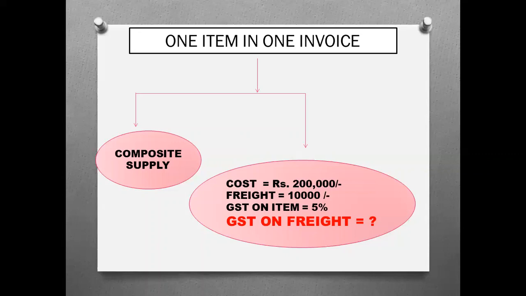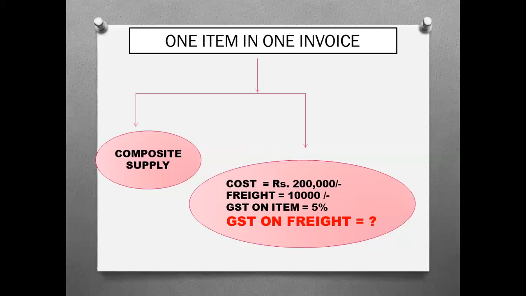Now, what does this composite supply mean? Well, a supply made by a taxable person to a recipient consisting of two or more taxable supplies or a combination thereof, which are naturally bundled and supplied in conjunction with each other in the ordinary course of business, and one of which is the principal supply.